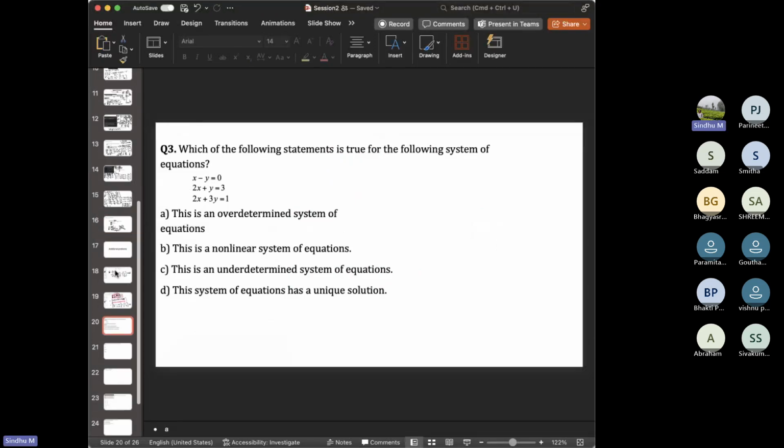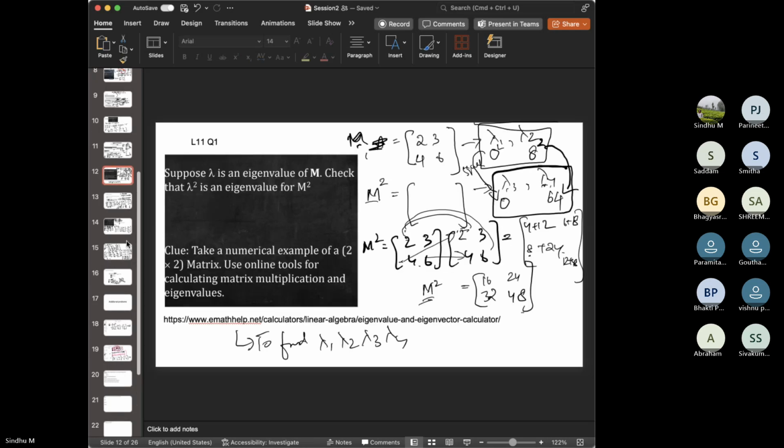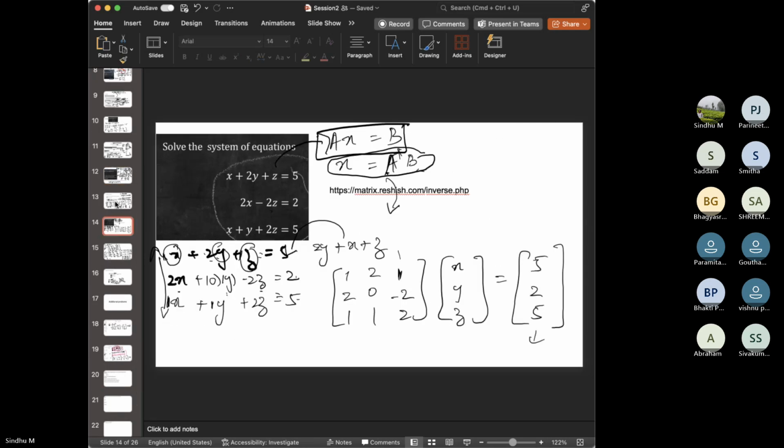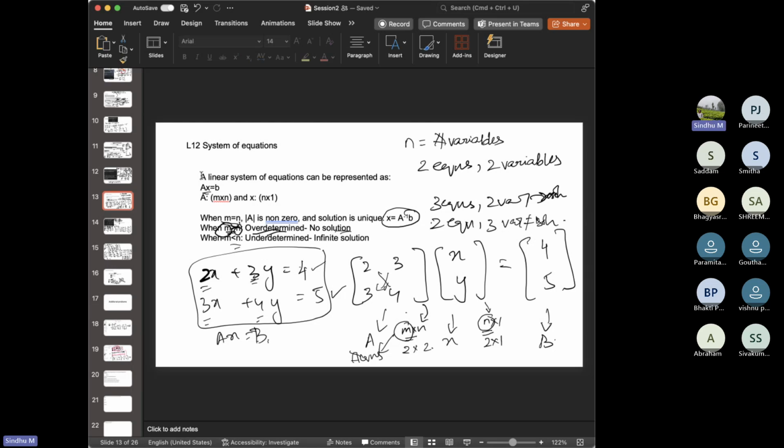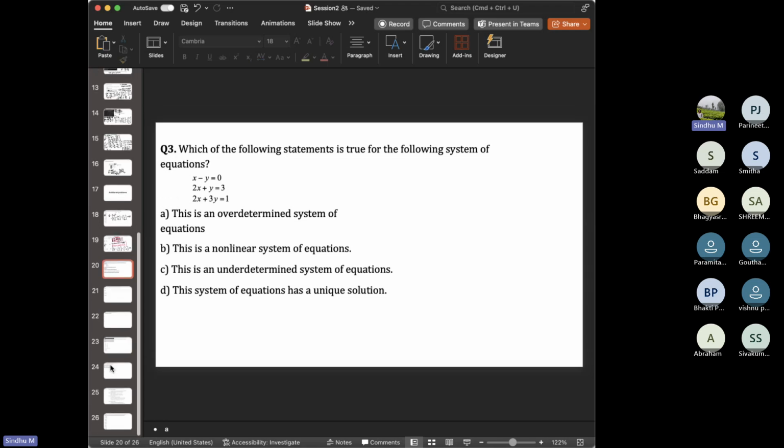So this is based on this week's material. To determine whether it is overdetermined or underdetermined, I'll just give a hint quickly. You have to compare the number of equations and number of variables. Based on that, you can try to answer this question. I'll give you a couple of minutes and then we can discuss it.